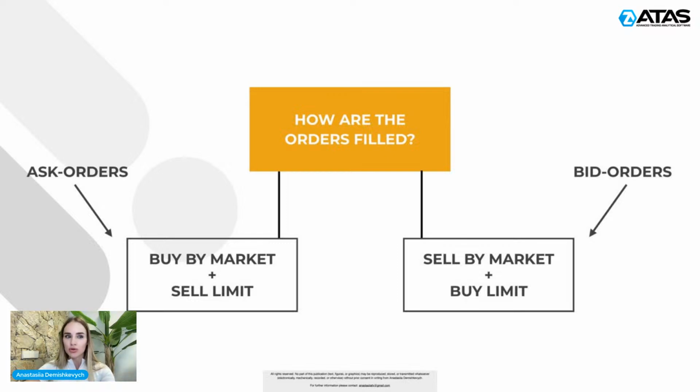Now let's flip it to the other side. Imagine that you want to sell your position right now, so you send a sell by market order and it gets matched with a buy limit order. So in this case, you are the active aggressive seller on the bid side, because the buyer was just passively waiting. And this will be recorded as the bid type of order.